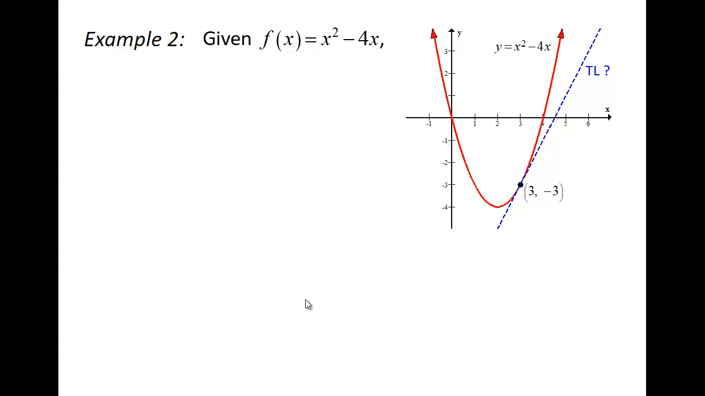Okay, so in the next video, we will look at an example where we will compute the slope of this function at the point 3 comma negative 3.